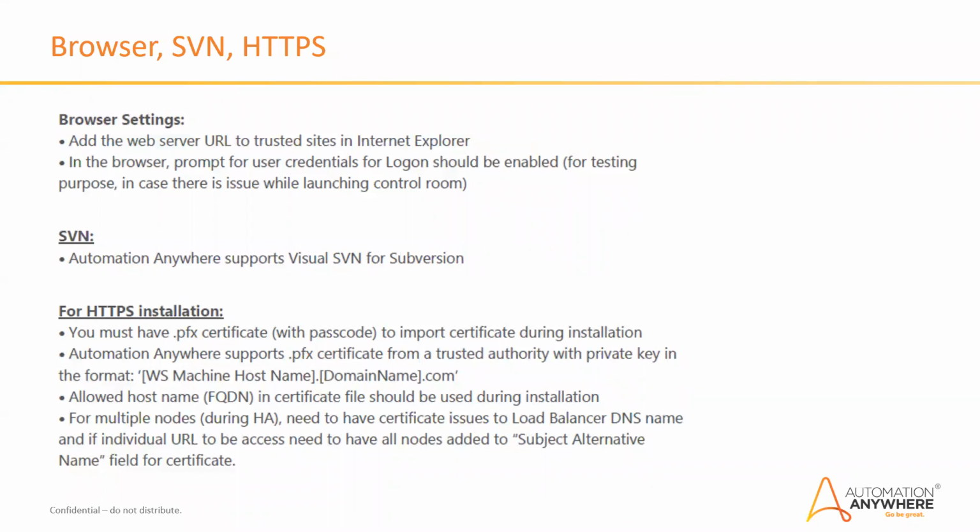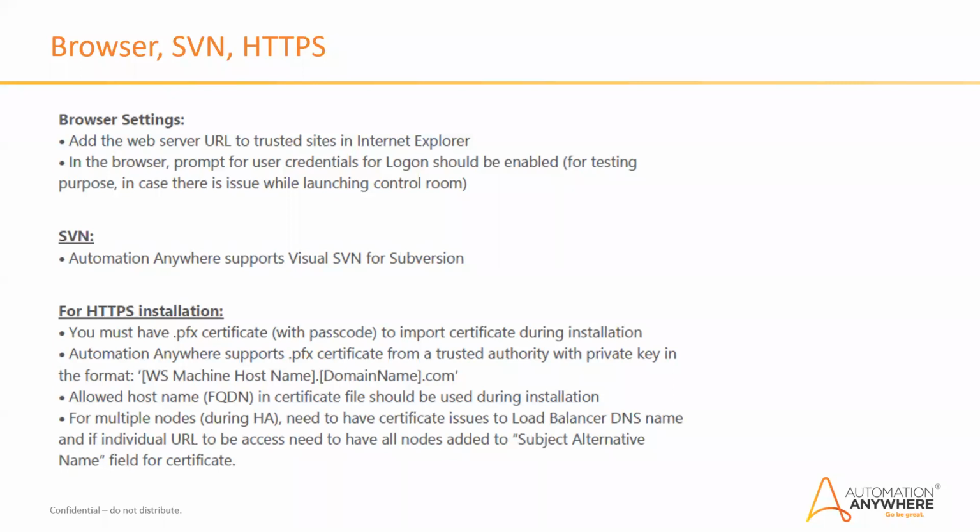We do support Visual SVN for Subversion in A2019. If you have worked with it already, you'll probably know that there is versioning also included in the platform. And in terms of the certification for the installation, you must make sure that you have a .pfx certificate. This is important. If you have any other format, it requires you to port this to PFX, so please make sure you double check on that.